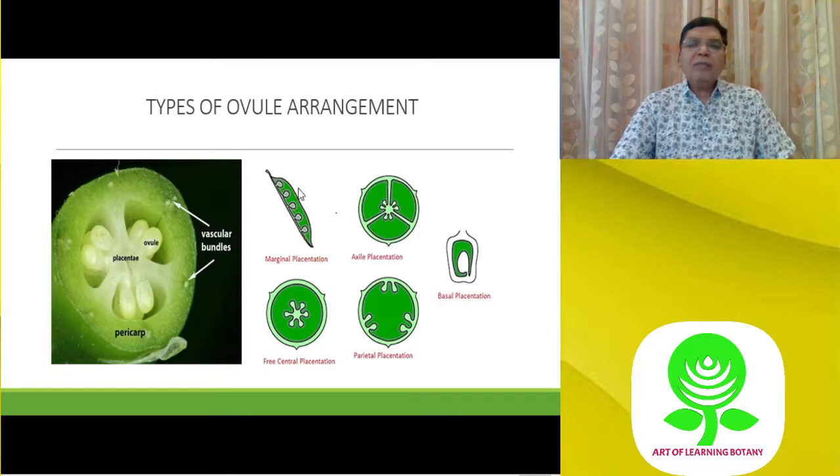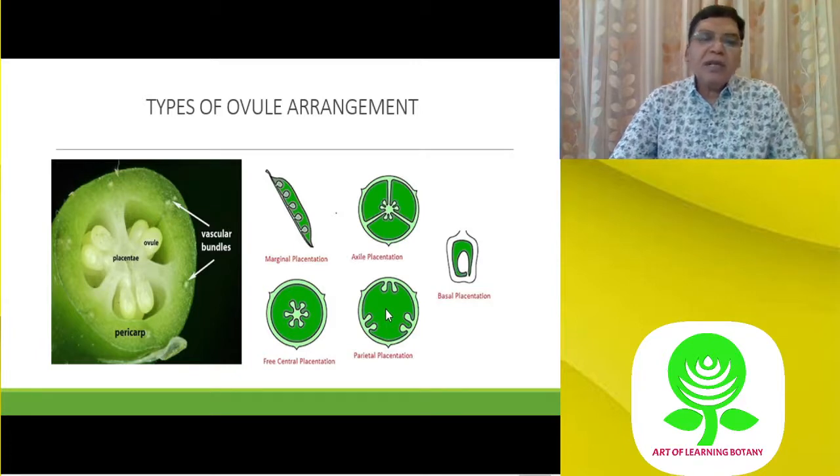Now here you find the pod. Here the ovules are arranged at the margin of the fruit. Here again at the axis, because it is a chambered ovary. Here it is a unilocular ovary. Here it is arranged at the base of the ovary. Now here it is a unilocular ovary, at the axis as well as at the margins. So this is the type of arrangement of ovules inside the ovary, that is megasporangium arrangement.